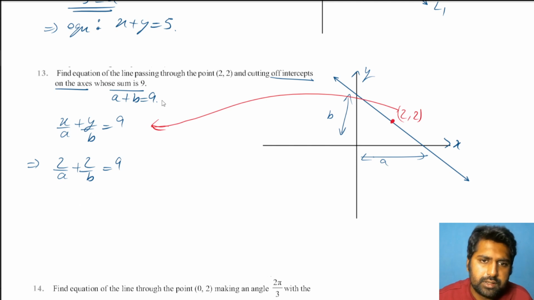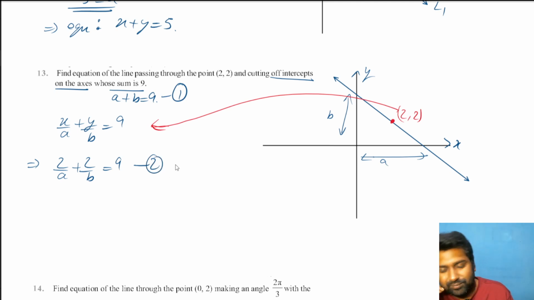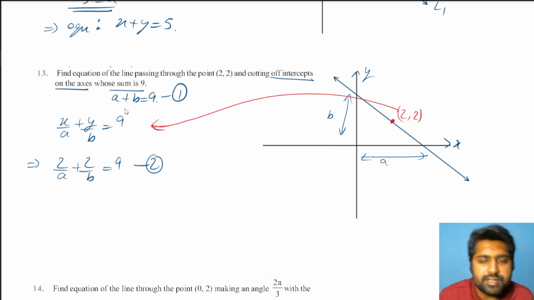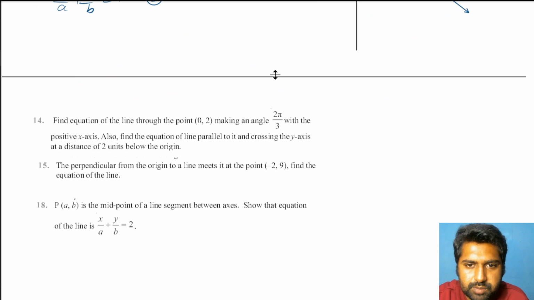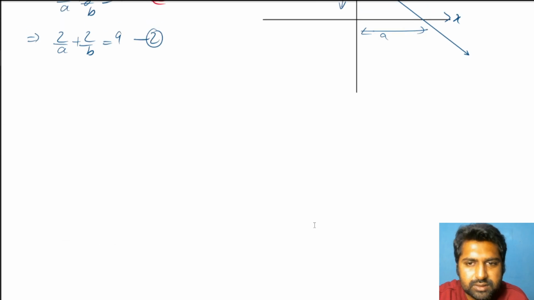Okay, now this was the first condition that we generated, this is the second condition we have generated. Somehow we have to solve this now. Yeah, it is complicated, but we have to solve it. Because if we can get a and b, we directly get the equation of the line. So let's solve for that. It will take time because it will become some sort of quadratic equation, I think.